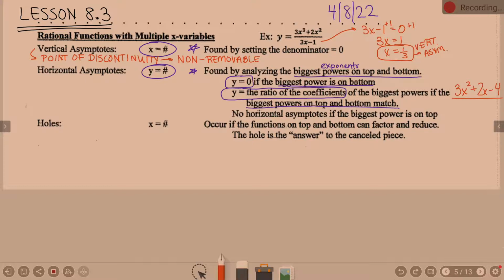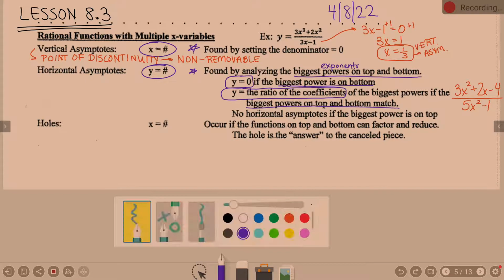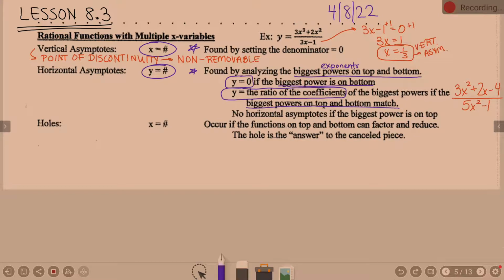(3x squared plus 2x minus 4) over (5x squared minus 1). Random made-up example, okay? Don't try and figure out where it came from. Okay. What is the highest power on top? Highest power on top is 2. What's the highest power on bottom? 2. So this is an example where the biggest powers on top and bottom match. Since those powers match, we're going to use the ratio of the coefficients.